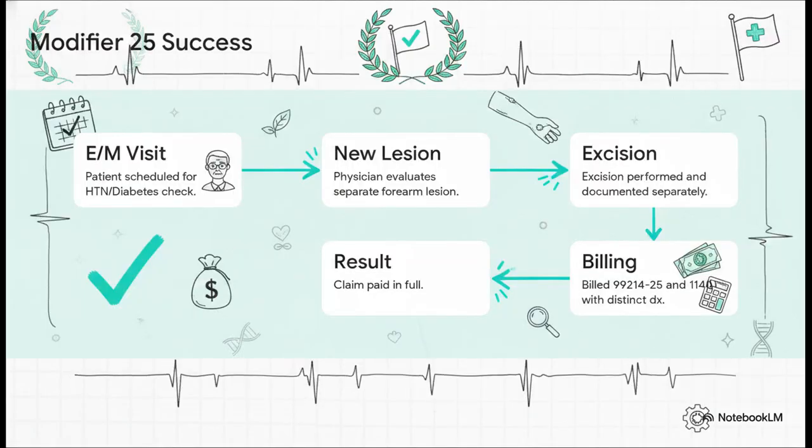Let's look at a real-world victory. A 65-year-old patient comes in for a scheduled check of their hypertension and diabetes. During the visit, the physician also evaluates and excises a separate forearm lesion. Because the provider separately documented the E&M service for the chronic conditions and created a distinct procedure note for the excision with different diagnoses for each, the claim using modifier 25 was paid in full.